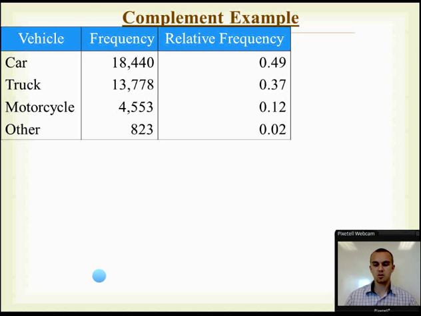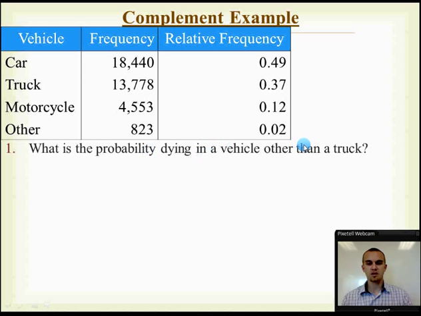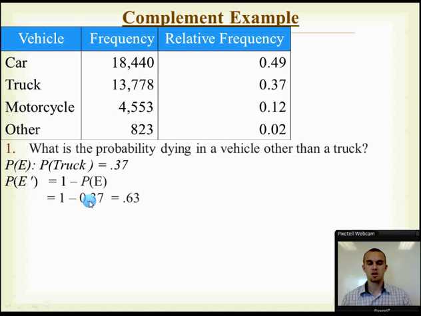Let's go back to the vehicle crash example. I've put in the relative frequencies here to help us out. The relative frequencies relate to the probabilities. That's what this is representing here. So I want to say, what's the probability of dying in a vehicle other than a truck? So I know the probability of a truck is 0.37 from my relative frequencies. So I want to know, well, what's the probability of everything else? I could always do 1 minus that probability, because not dying in a truck would be its complement, and get 0.63.